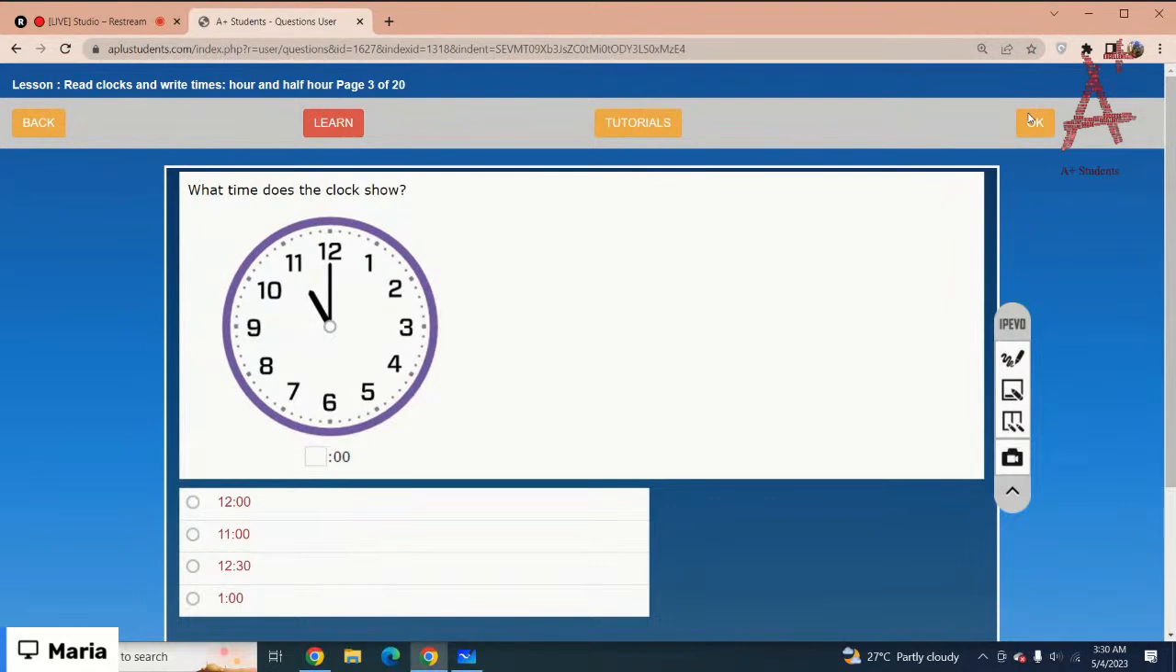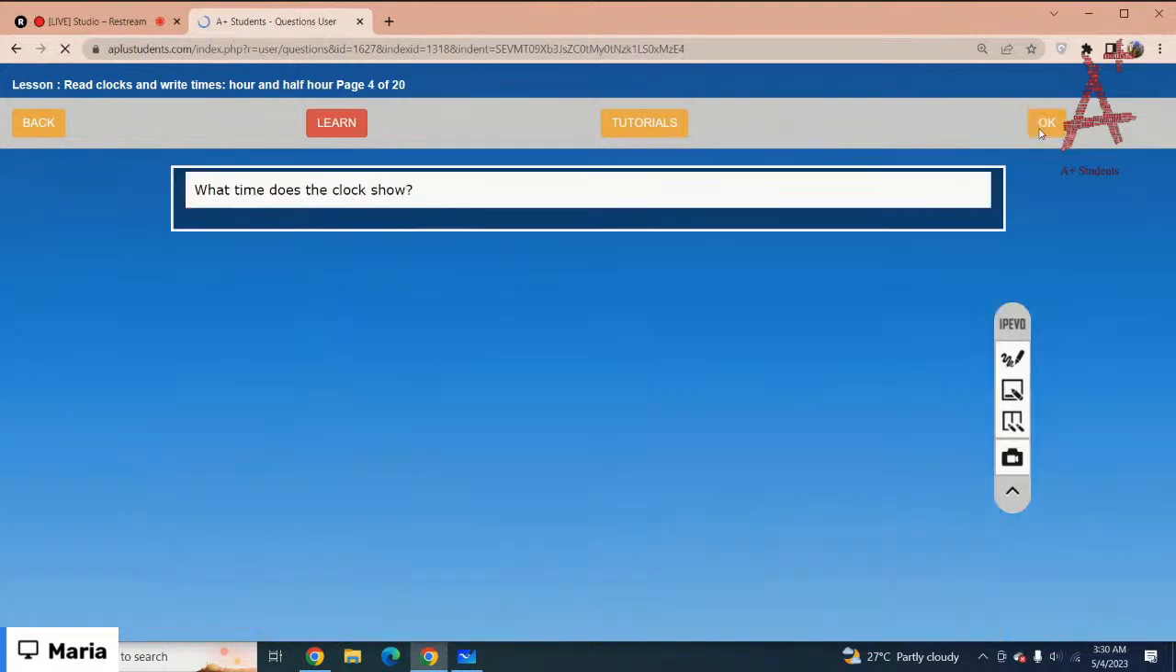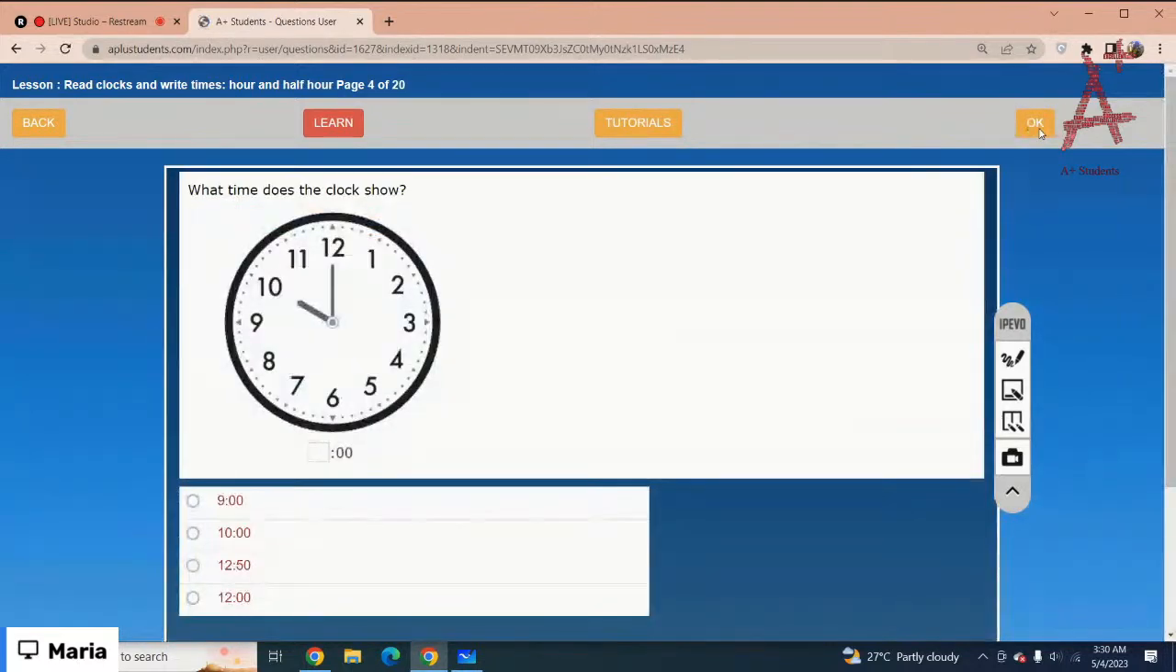It would be 11 because the hour hand points to 11. So it would be 11. The correct option is 11. What time does the clock show?